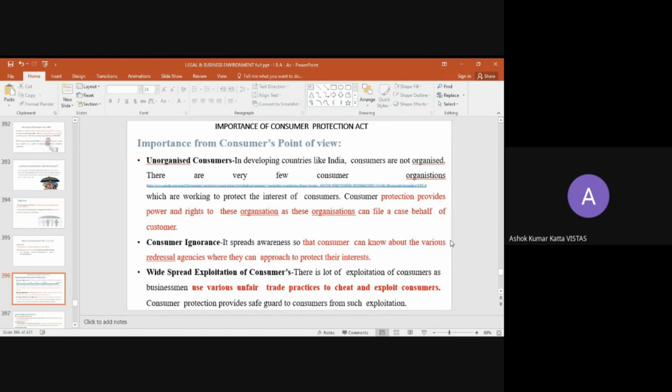And then the next one, consumer ignorance. Most of the time, what will happen? Consumers are ignorant. They don't know that they have these kinds of facilities when they are cheated.